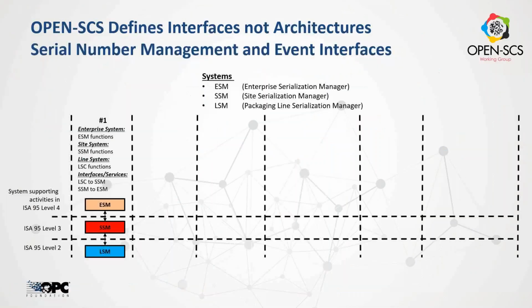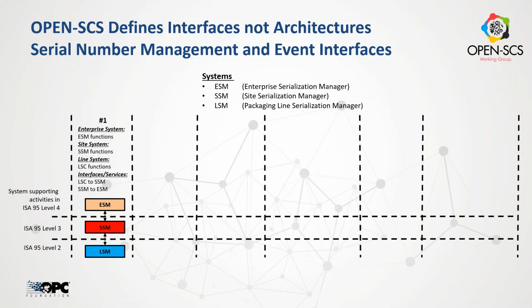Now, in order to do this, what OPEN-SCS is looking at are interfaces. So when we're talking about the architecture, we're really talking about an interface architecture. We're not talking about how these things are actually implemented in your facilities, because there may be more than one model that you actually have in your facilities, and there may be many models that could apply. So here's just some examples of some of the architectures that we looked at as we said we needed to define interfaces. So your first one is a fairly simple architecture.